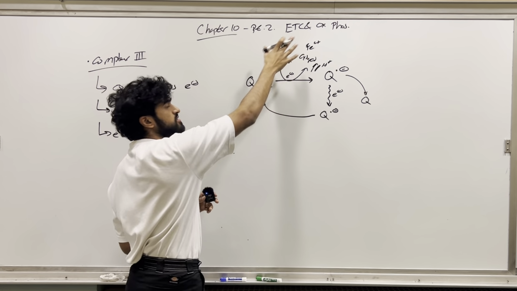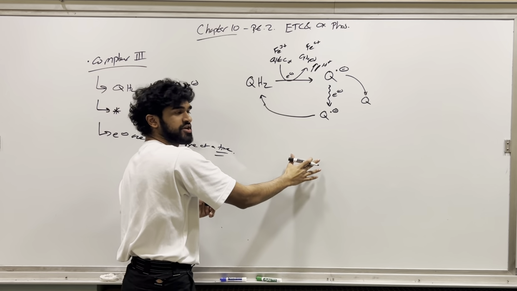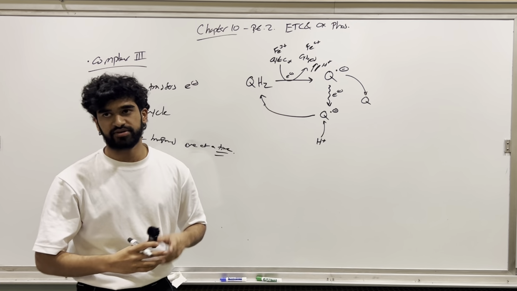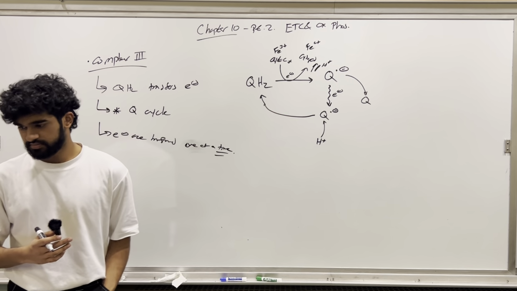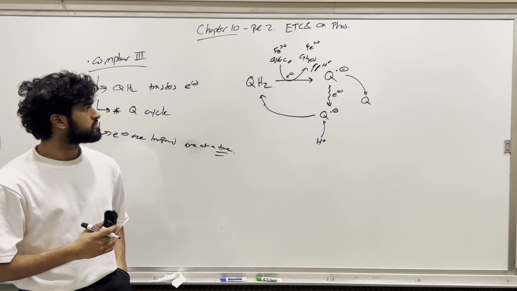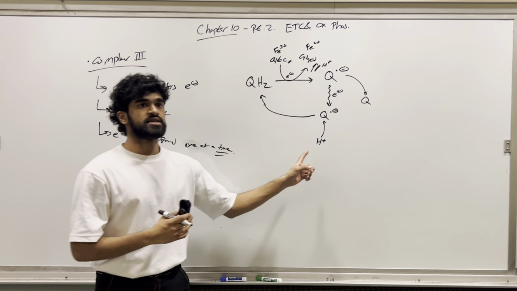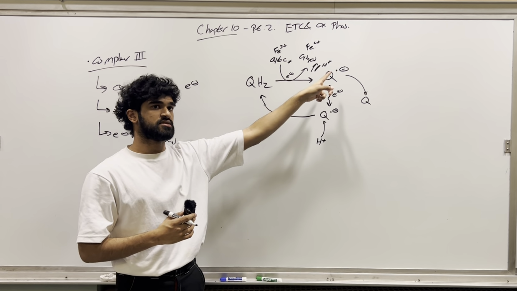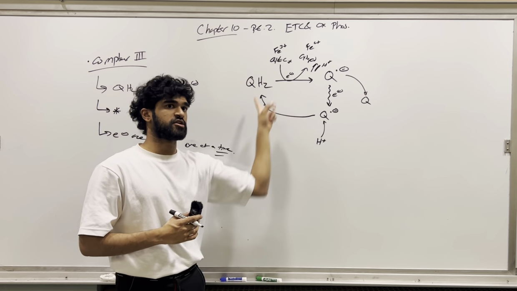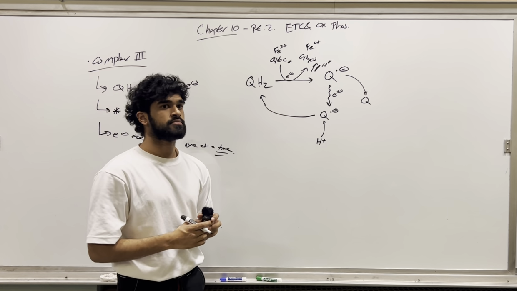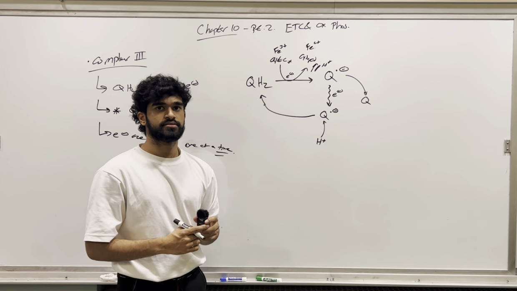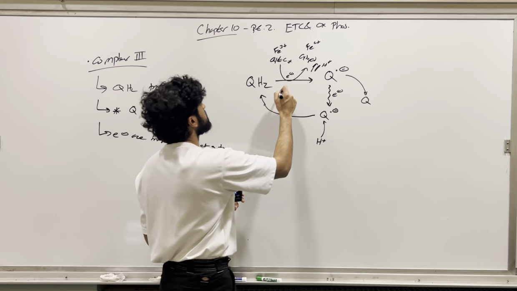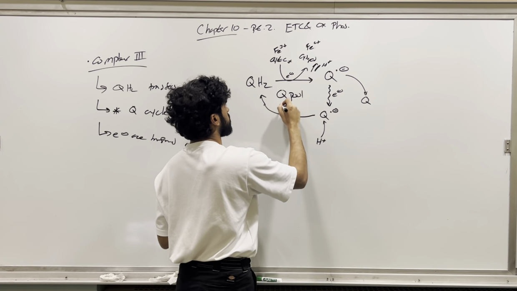So this is the intermembrane space, and the matrix is over here. Some of the H plus from the matrix is going to help to get that back. That's the piece I was missing. And you see that the H plus coming in from the matrix is going to get pumped out anyways. It's going to come here, get pumped out. Come here, get pumped out. Come here, get pumped out. Yes? Cool. So this is known as the Q pool, or the Q cycle.